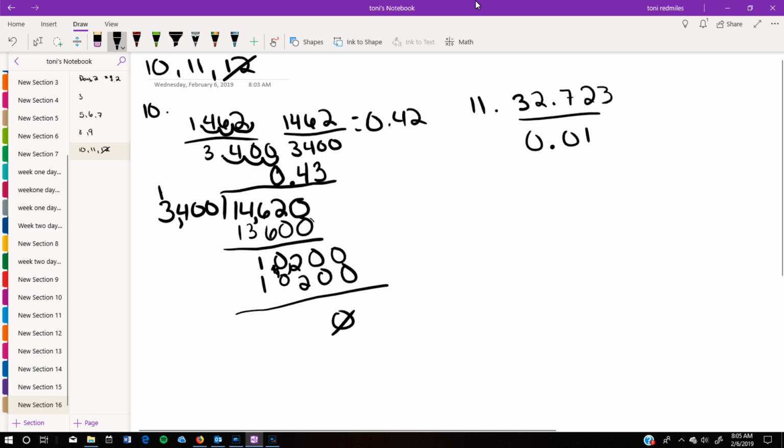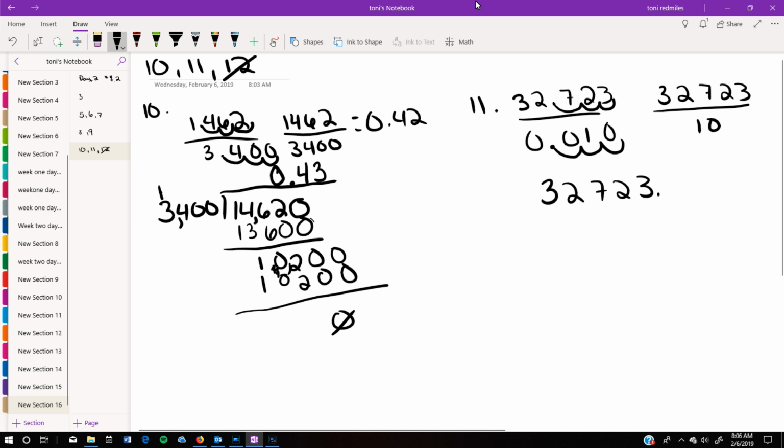Okay, got to get rid of the decimal places. This has the most, so I'm moving 3 to get rid of it. All right, so 3, 2, 7, 2, 3 over 10. I don't need those zeros in the front, right? All right, so anything divided by 10 moves the decimal point 1 place to the left. So I can be done right there. The answer is 3,272.3. Or I can go ahead and put this number inside the hat and just divide the 10 through. Not wrong if you do it that way.